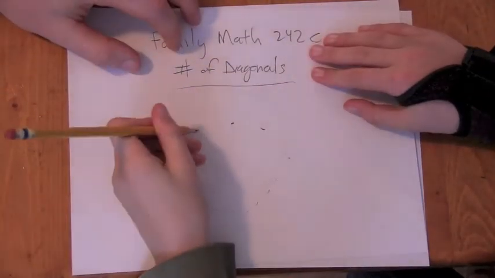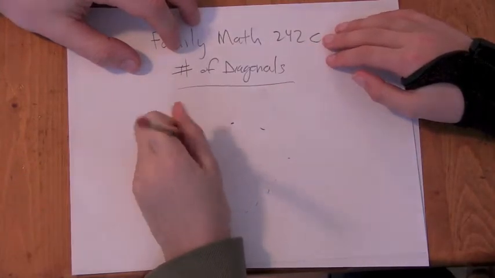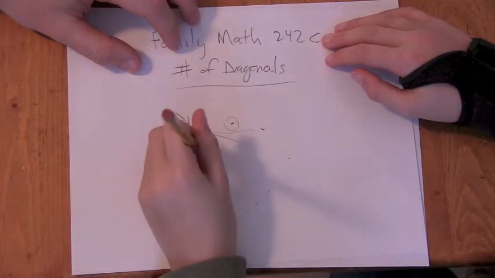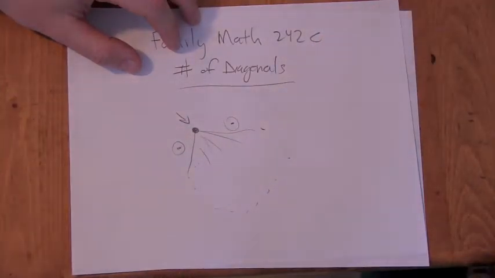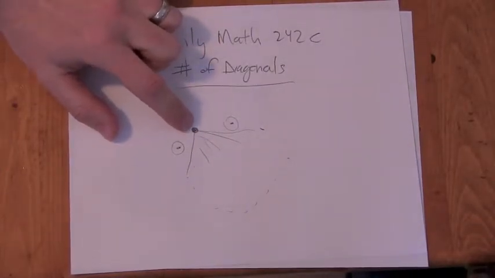So let's say we start here. You can't use these two, but you can connect up the rest. So you tell me how many line segments are going to be coming out of a vertex here when we're just looking at the diagonals only. Well, it would be n. I think n minus 3.